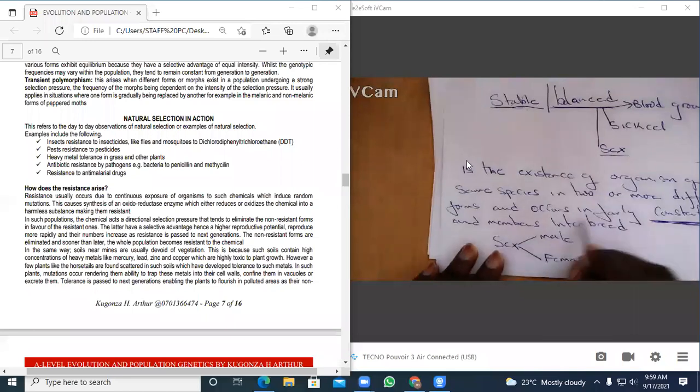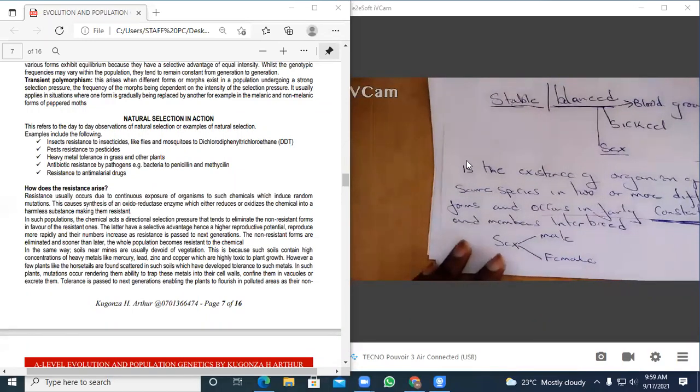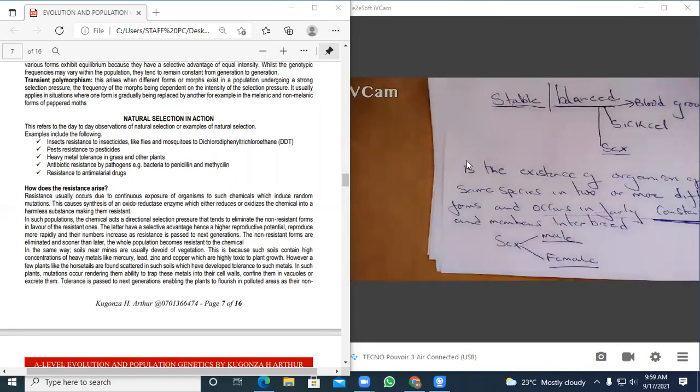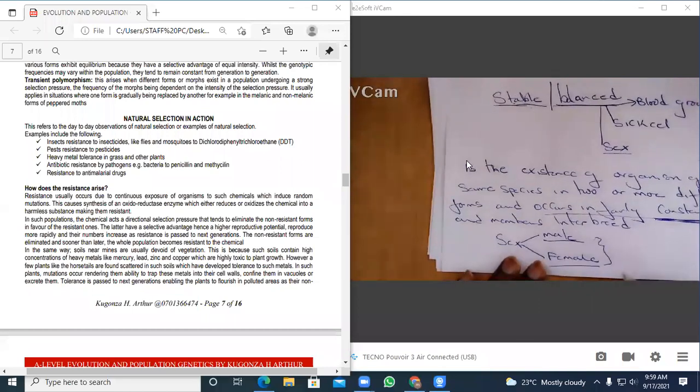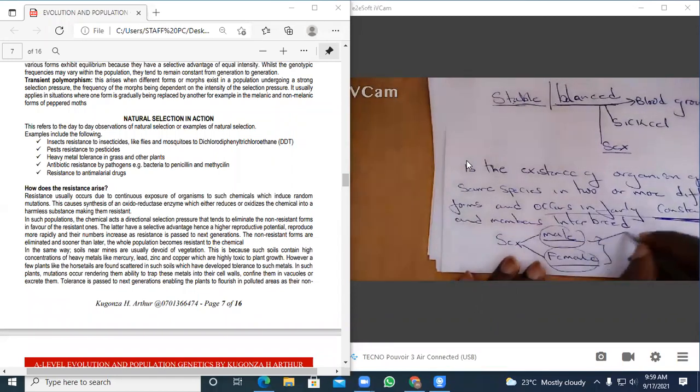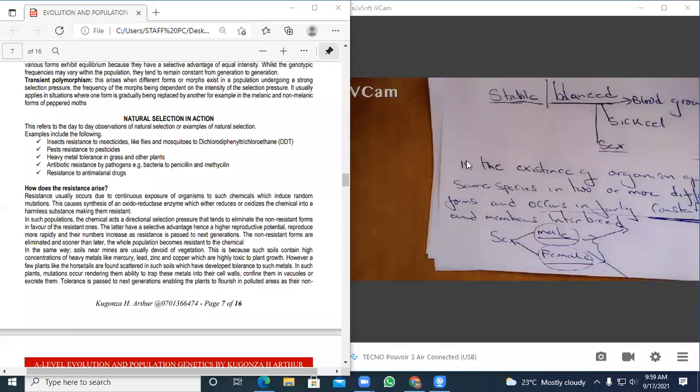And occurs in a fairly constant form. What do I mean by fairly constant form? That they are in balance. That males and females are in balance. What do I mean, in balance? It means that there is no one among these two forms that is increasing and one decreasing. All of them are in fairly constant numbers.